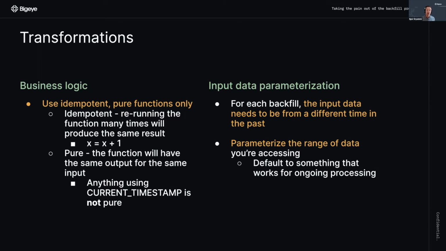And when I'm backfilling, I don't want to just process the last 7 days. I might want to say, I want to process the 7 days from a month ago. So by parameterizing the range of data that you're accessing, you're allowing yourself to have an easier time backfilling and reprocessing the historical data. Then it's just important to default to something that works for that ongoing process. In my example, the default might be everything from 7 days ago until now, and now is that default. Otherwise you can change the end timestamp and parameterize it as you see fit.